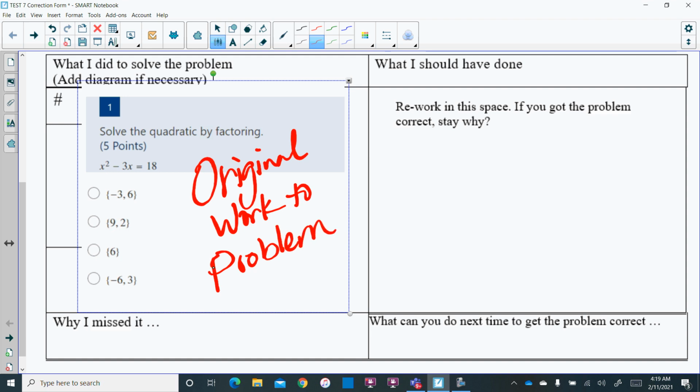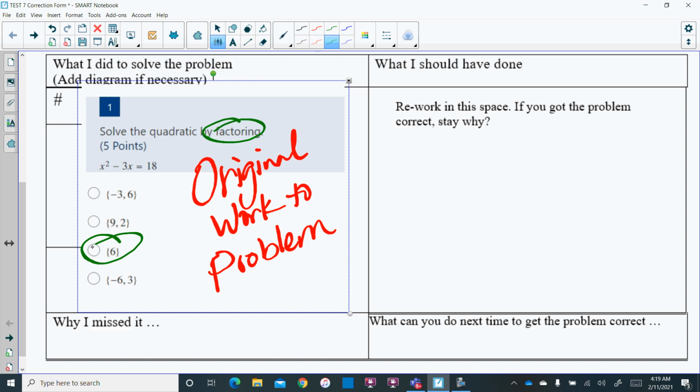Now, if for some reason we don't have work, let's say because this is a multiple choice question and some of you just didn't really know how to do this still, so you just guessed, you're going to write what you originally did for the problem. Guess, process of elimination. There should still be some work for that. But you are going to put how you originally attempted the problem.